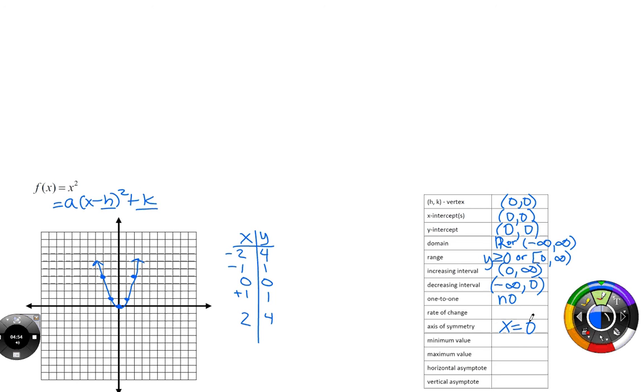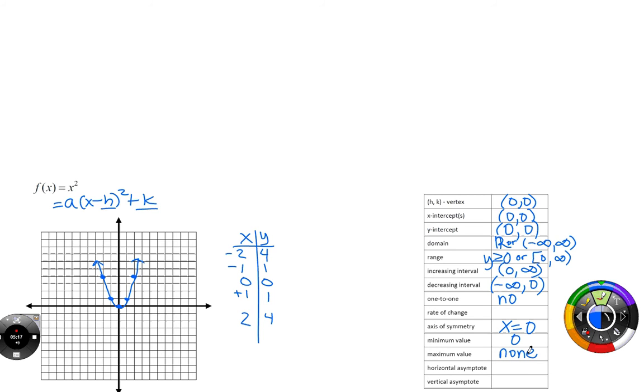What is the smallest y value that this graph hits? 0. Maximum value? Since it goes to infinity, we say it has no maximum value. None. Okay? Because a value has to be one specific numerical value. That's not what infinity is.